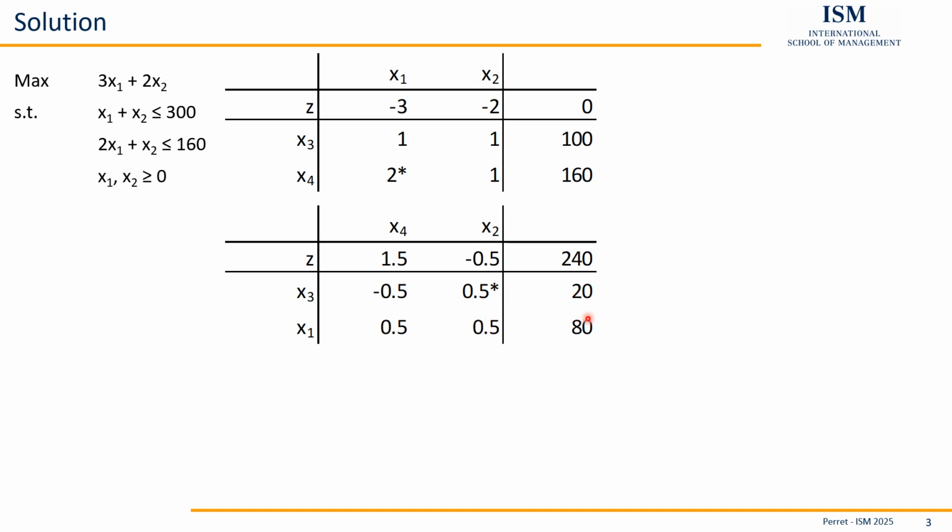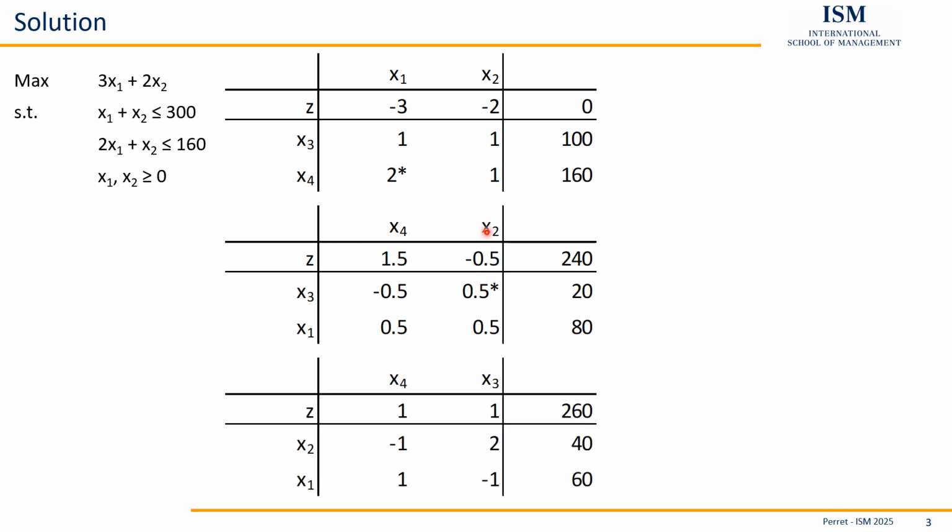Then I get 40 and 160. So this one delivers the smaller quotient. So this becomes pivot row. Pivot row, pivot column gives me this 0.5 as pivot element. Then I'm going to do all the recalculation I did before again. First, switching these variables. So I have x3 here, x2 here.